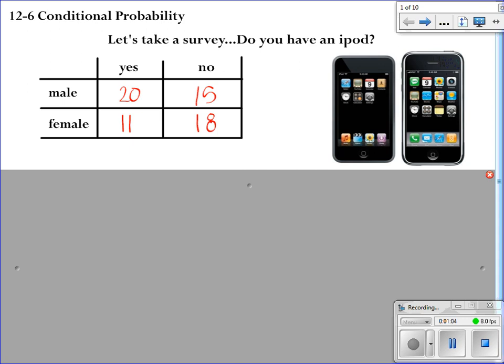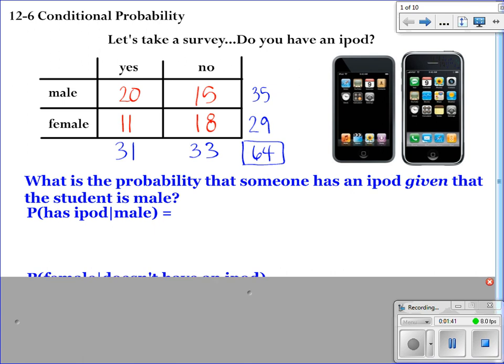What helps is getting the totals. So in my survey, I interviewed 35 guys and 29 girls. People that said yes, there were 31 people who owned an iPod and 33 who did not. And then the grand total, 64. So 64 people I ran into at this store and got this information from them. Now we're going to ask a few questions.